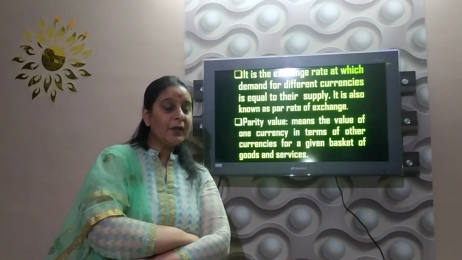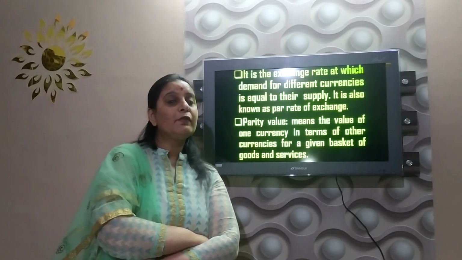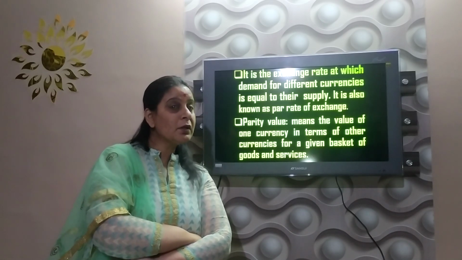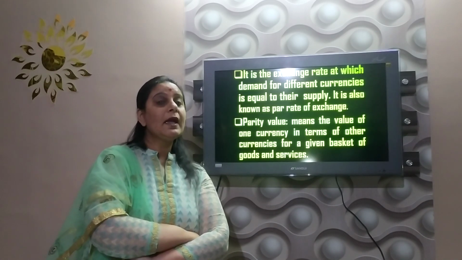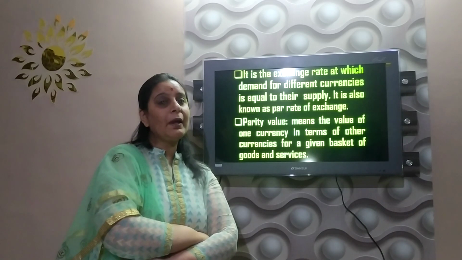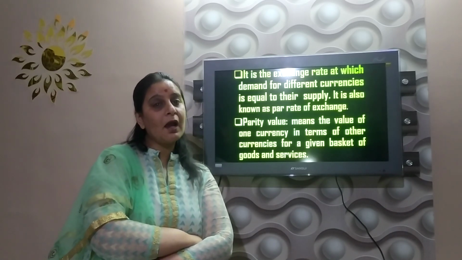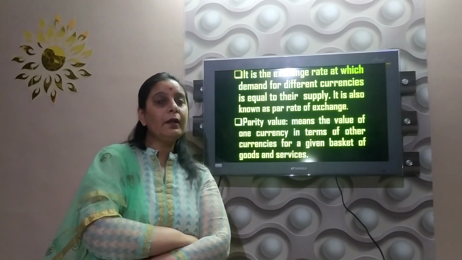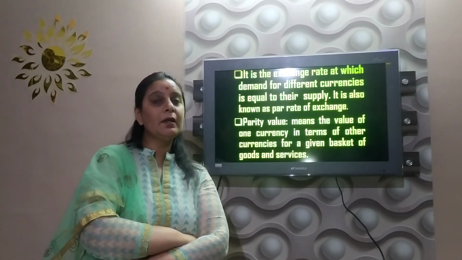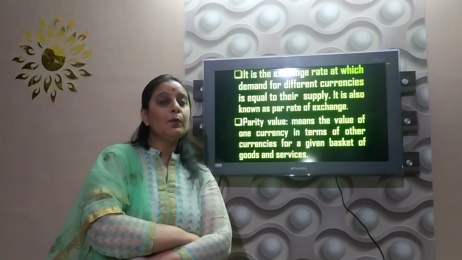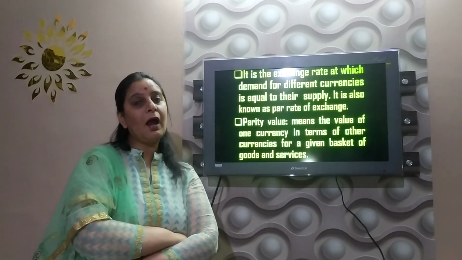फॉर एग्जांपल, इफ यू हैव सिलेक्टेड लेट्स से 5 गुड्स इन द बास्केट ऑफ गुड्स एंड सर्विसेज. नाउ दीज 5 गुड्स एज आई हैव टोल्ड यू शुड बी ऑफ द सेम क्वालिटी एंड सेम क्वांटिटी. इफ दीज गुड्स आर अवेलेबल इन अमेरिका फॉर $1 but available in India for ₹100. So then it definitely gives an idea that $1 equals ₹100 because $1 buys the same set of goods and services which can be purchased by ₹100.